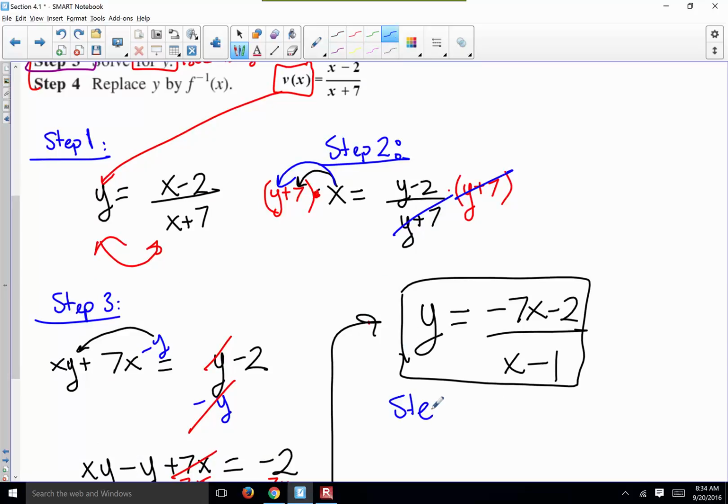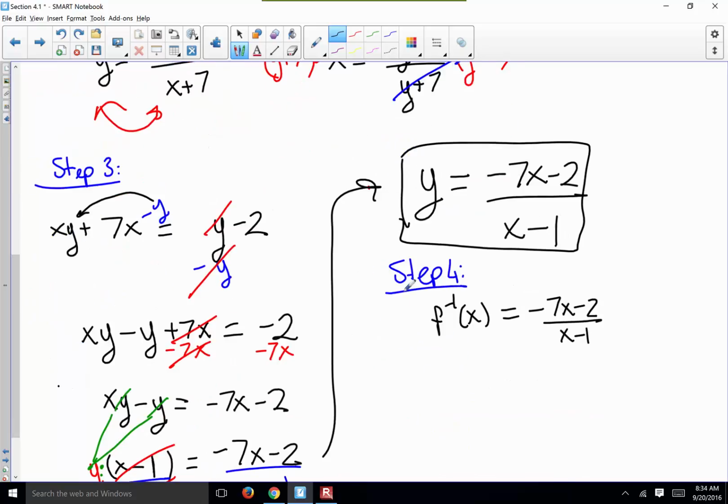Step 4 is just a bogus step. What is step 4? Read it. It just says take that y away and make it f to the minus 1. Inverse notation. So you just make the left side this notation and mission accomplished. You have found the inverse of the function f, frame it. This is the result. Okay? Is the process clear?